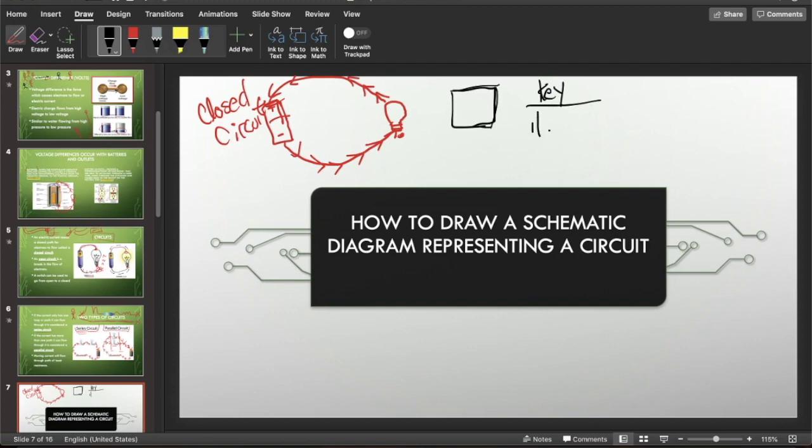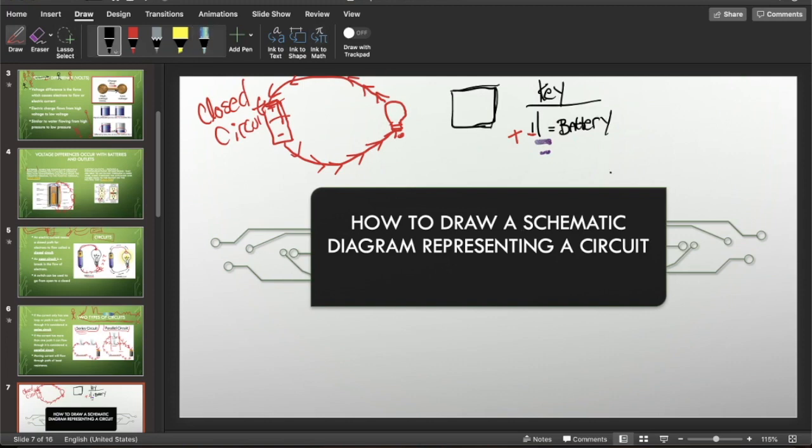this right here is signifying the battery. And the battery is going to be represented by these two lines. So this line right here, the smaller line, that's going to be your positive end. And then the negative side is going to be the longer line, and that's where your battery is going to connect to your light bulb.